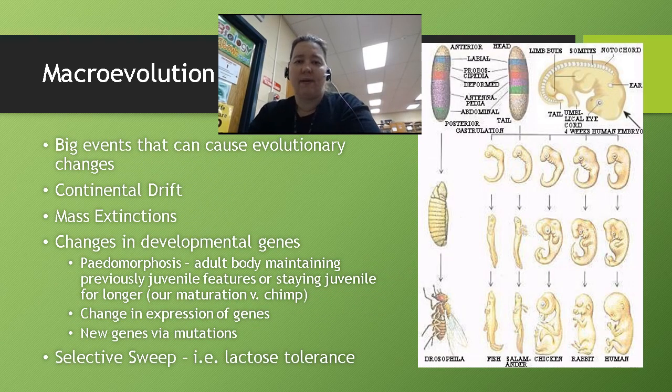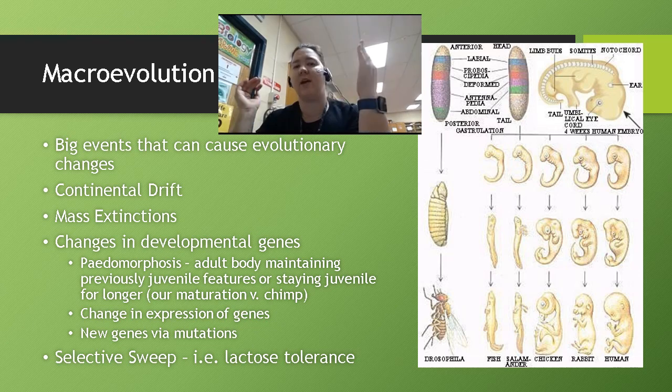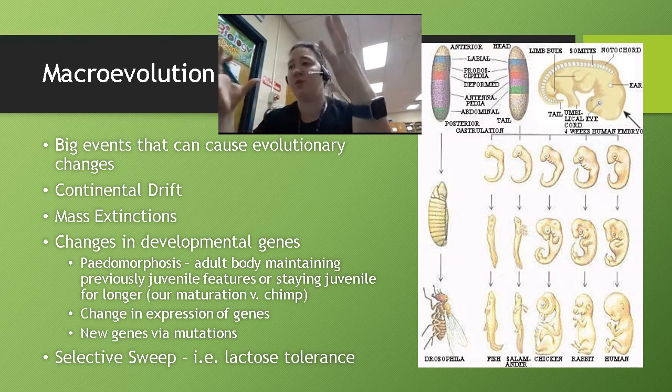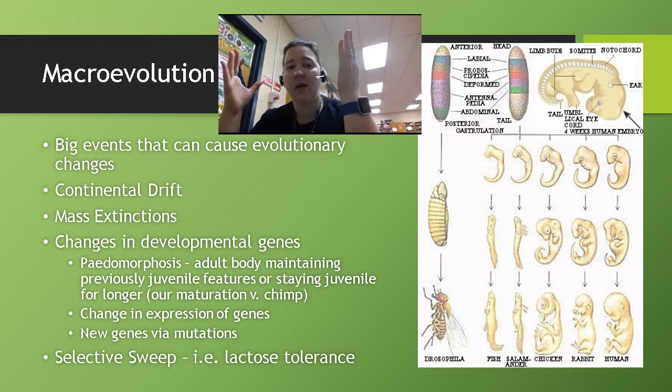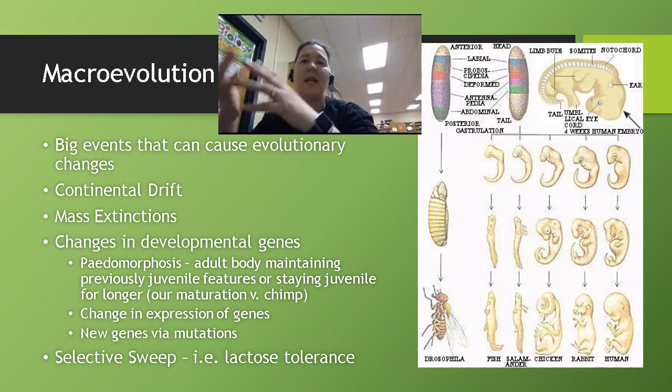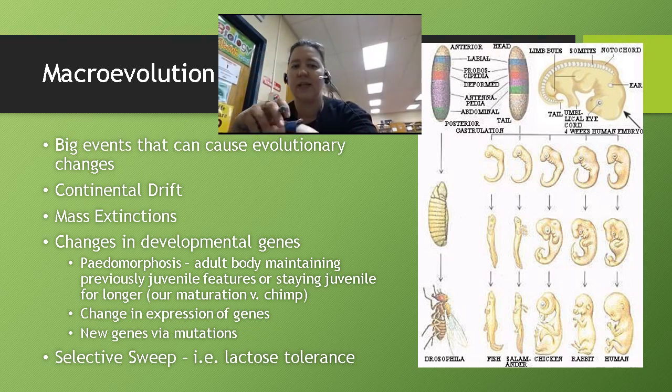Then there's macroevolution. So macroevolution are basically changes that are on a huge scale. So microevolution, we're talking just about a gene pool. Macroevolution, we're talking about changes to the entire, sometimes in certain cases, the entire Earth. Okay, so continental drift, plate tectonics, you guys have talked about that. That's where the plates just move. Earthquakes, volcanoes, all of that stuff is related to that.